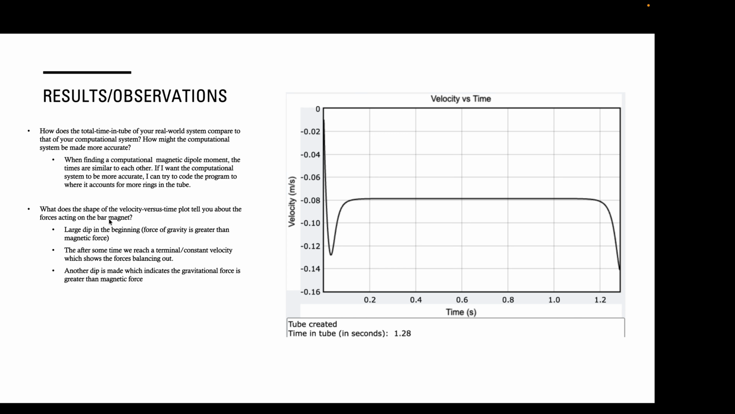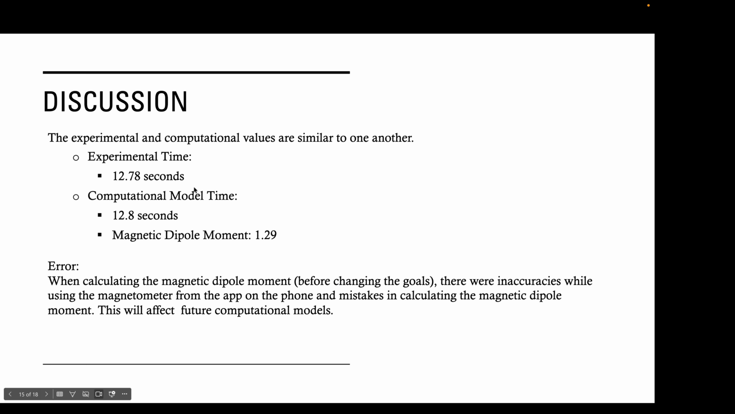And what does the shape of the velocity versus time plot tell you about the forces acting on the bar magnet? A large dip in the beginning: the force of gravity is greater than the magnetic force. After some time, we reach a terminal, constant velocity, which shows the forces are balancing out, and then another dip is made, which indicates the gravitational force is greater than the magnetic force. And here, the experimental and computational values are similar to one another, with experimental being 12.78 seconds and the computational model 12.8, with the magnetic dipole moment that I found being 1.29.